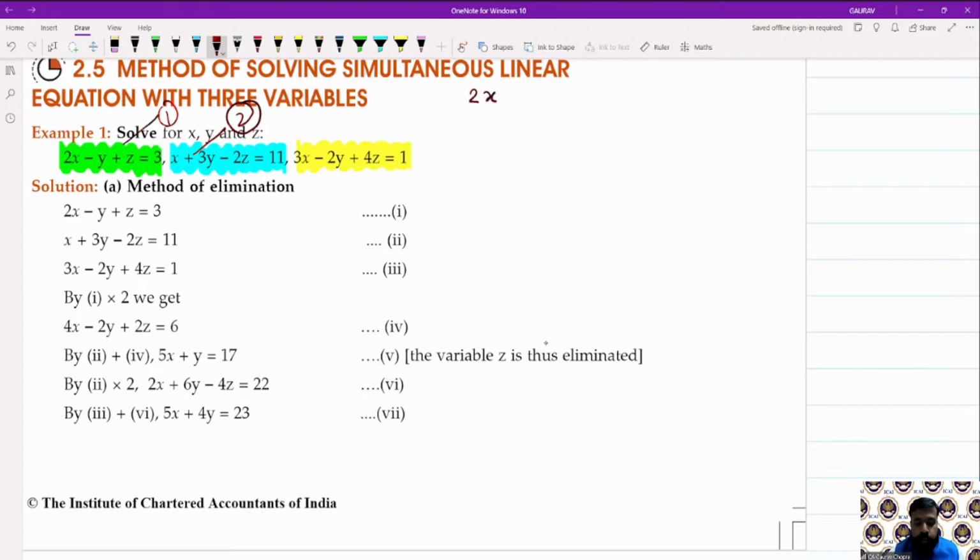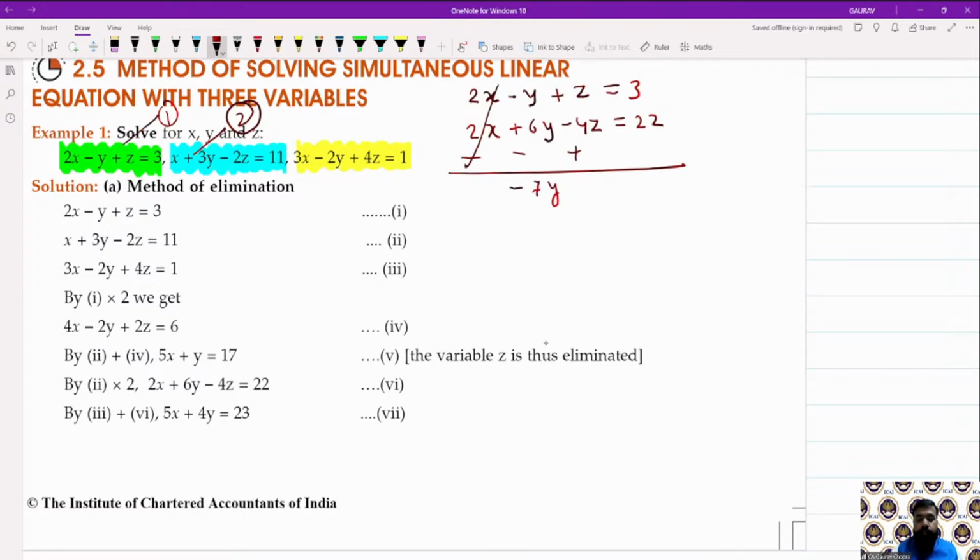So writing the first equation, 2x minus y plus z equal to 3. And multiplying the second equation with 2. So 2x plus 6y minus 4z equal to 22. Now subtraction, sign changed. What are we getting? Minus 7y, then plus 5z is equal to, here also the sign will get changed, 3 minus 22 is minus 19. This will become equation number 4.